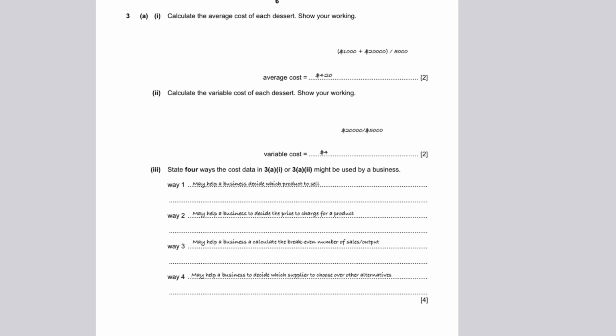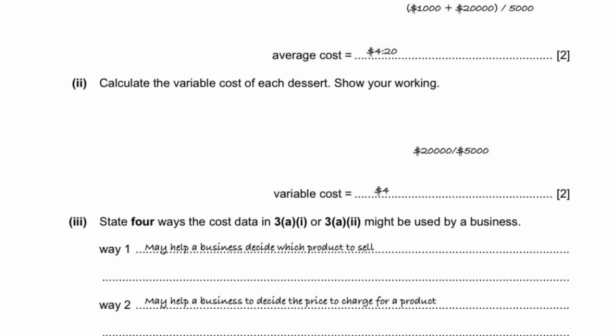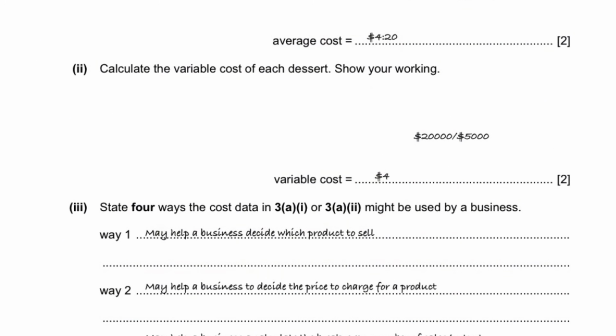Question 3. Calculate the average cost of each dessert. Show your working. So in this question, we have added up the fixed and variable costs, which is $1,000 and $20,000, divided by the quantity, which is 5,000 units, and that will be $4.20 for this question.